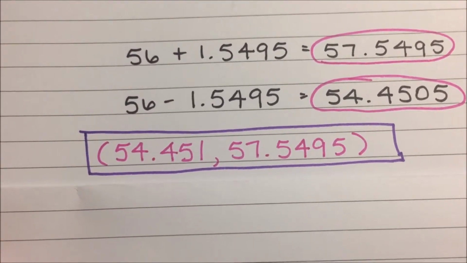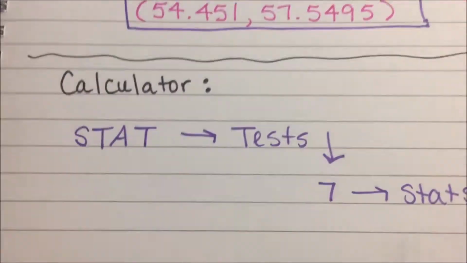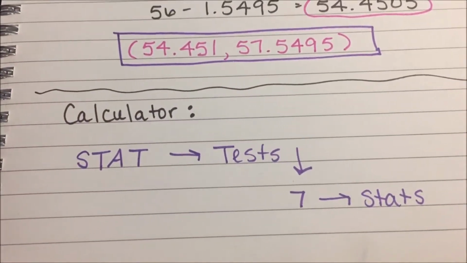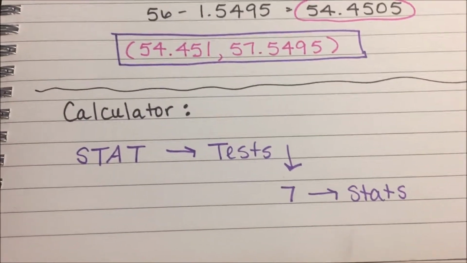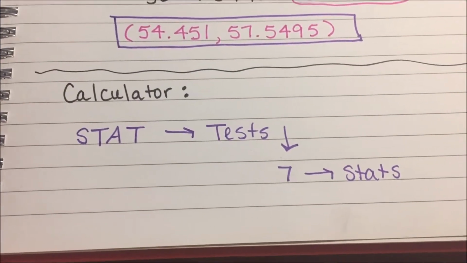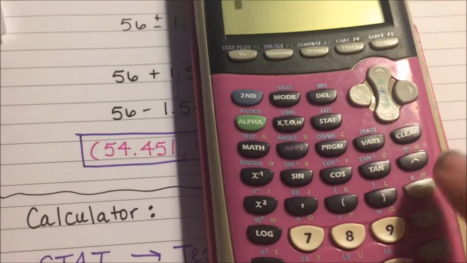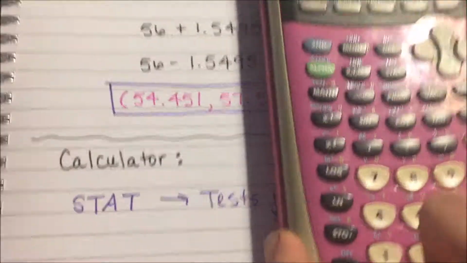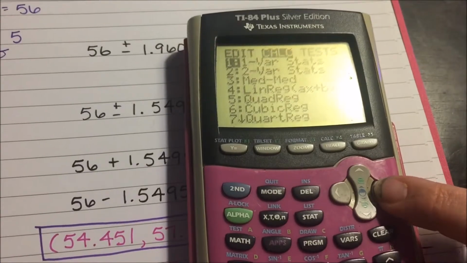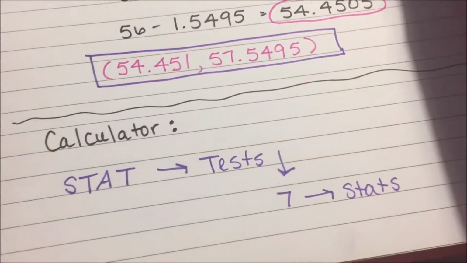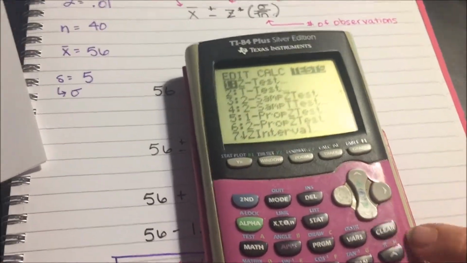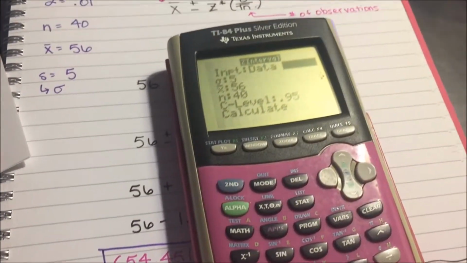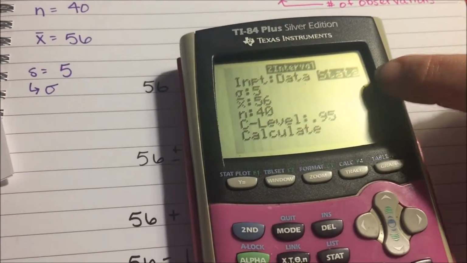Now, if you wanted to do that in your calculator, I wrote out how to do all of that in your calculator with the touch of a couple of buttons. I'll give you a look at it. So we're going to hit the stats button, go over to tests, and then down to number 7, which is the Z interval. And make sure that you're on stats in this screen.